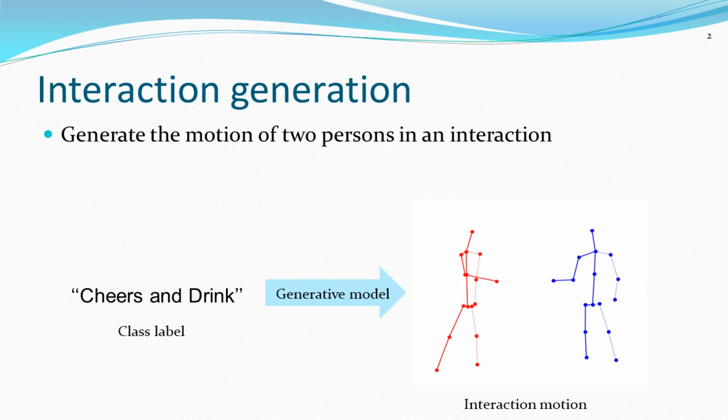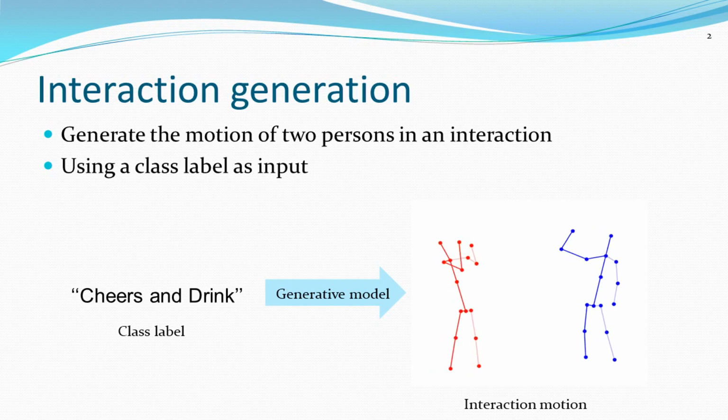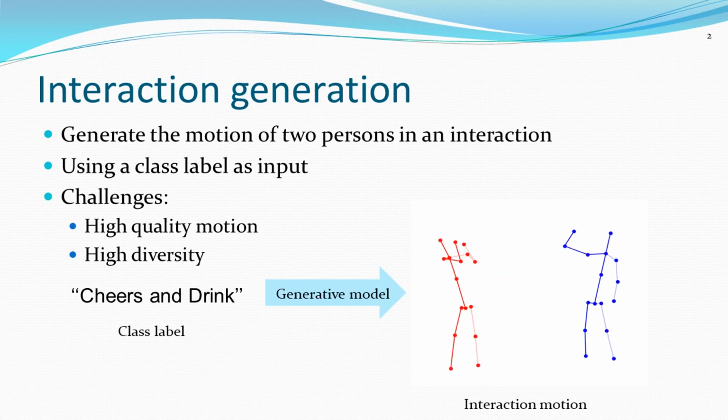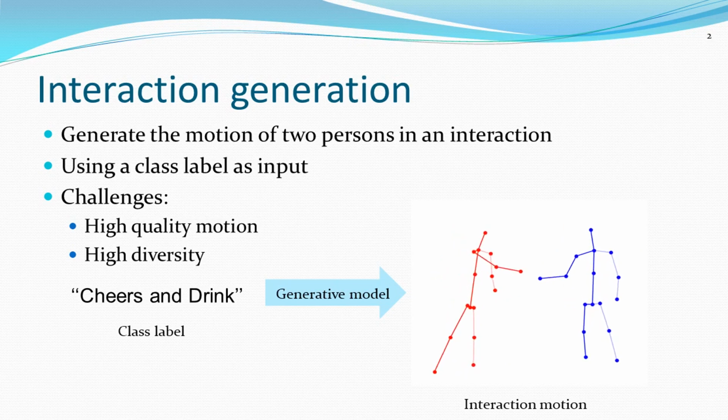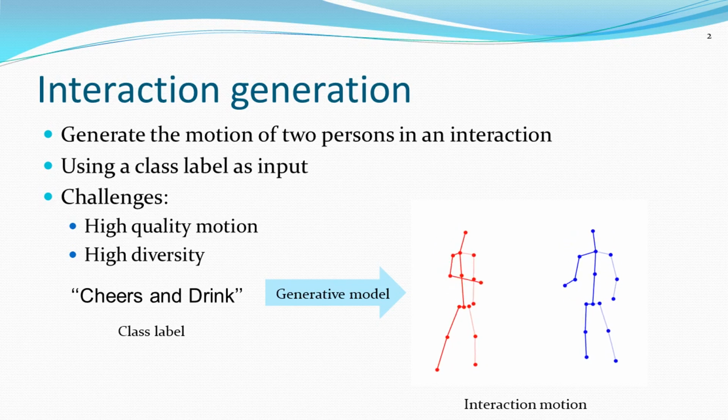We define the problem of interaction generation as generating the motion of two persons in an interaction based on a class label. For example, with the label cheers and drink, we want to be able to generate two persons cheering and drinking. The challenge we have to solve for this is to be able to generate high quality motion with a high diversity. High diversity meaning that for a single label we must be able to generate several different motion.